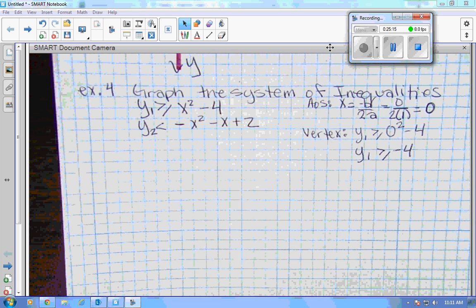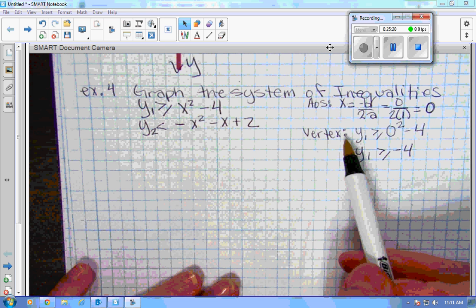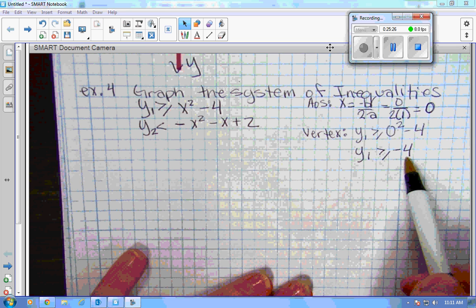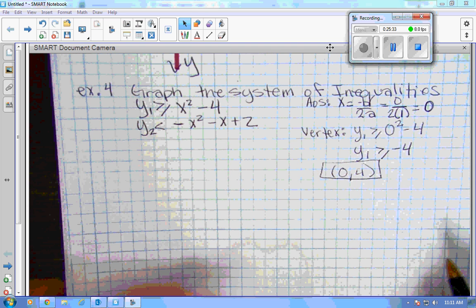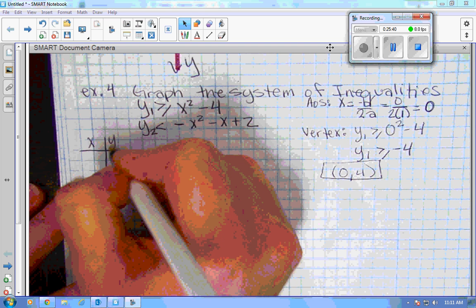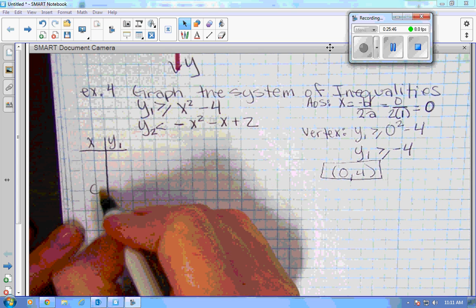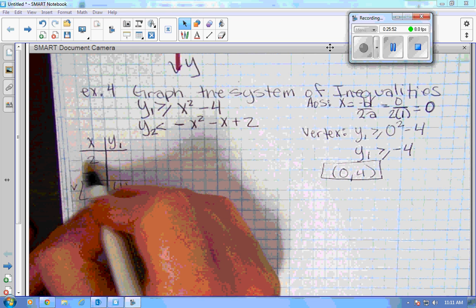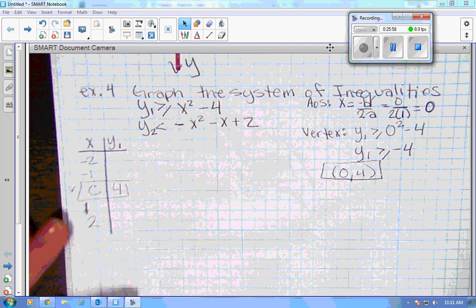Okay, so back to this problem. Graphing a system of inequalities, we were finding the vertex because we found the axis of symmetry was x equals 0. We plugged in 0. We got negative 4. So this vertex is (0, negative 4). Okay, so when we do our xy table to find points for y1, remember, this is for the top function. I want (0, negative 4) to be in the middle, because I want my vertex to be in the middle. And then I pick a couple x's smaller, negative 1, negative 2, and a couple x's bigger. How about positive 1? That's better. Positive 2.